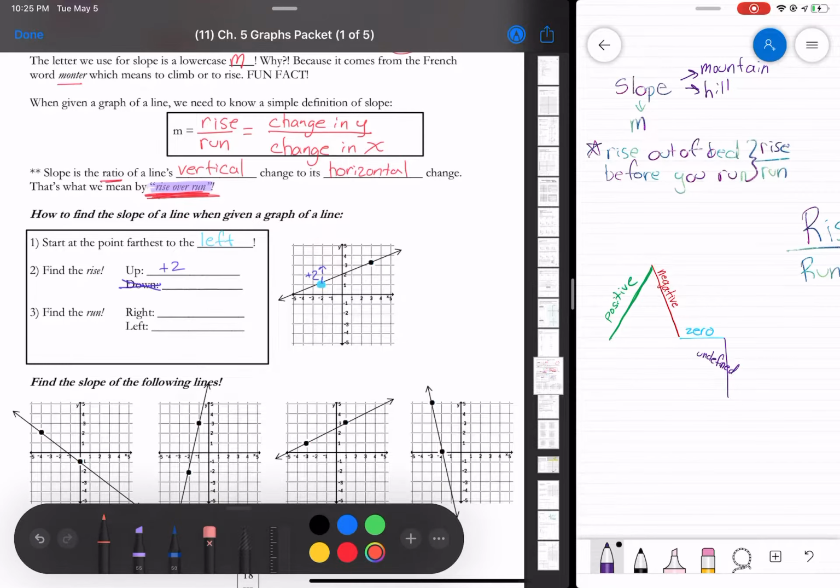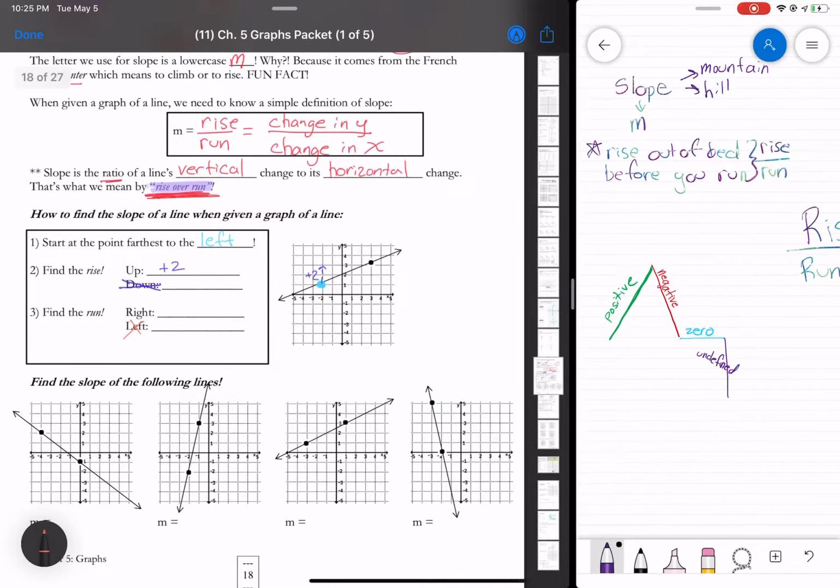I see I have to go to the right. So I'm not going left, I'm going to the right. I have to go 1, 2, 3, 4, 5 to the right, positive 5, right? Remember, write these words down. If it's up or right, it's going to be positive. If it's down or left, it's going to be negative. So this one is a positive 5.